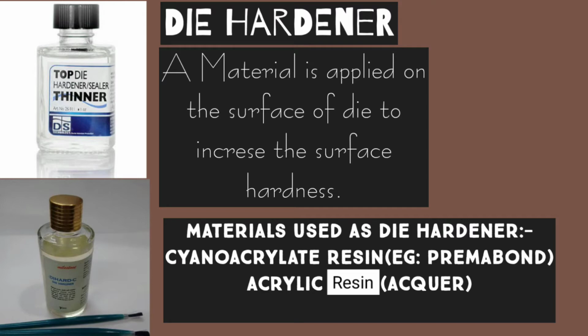So first we will discuss the die hardener. This die hardener is a material which we will apply on the surface of the die, and it is used to increase the surface hardness of the die. So what material are we using as die hardener? The materials we use as die hardener are cyanoacrylate resin and acrylic resin. So this is the definition of the die hardener: a material to increase the surface hardness of the die.